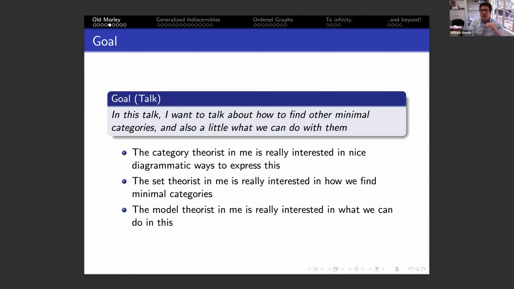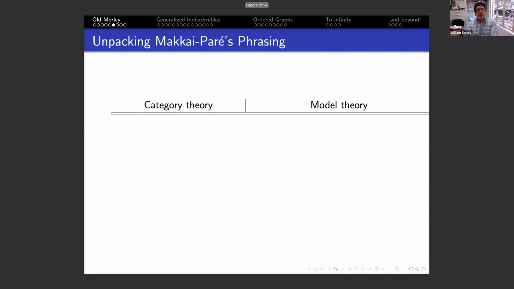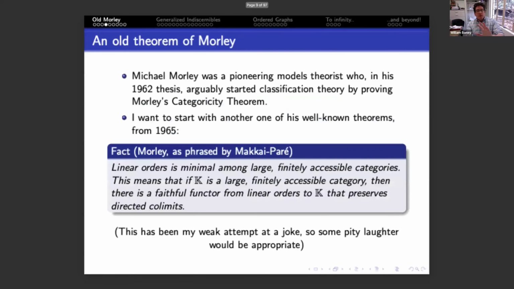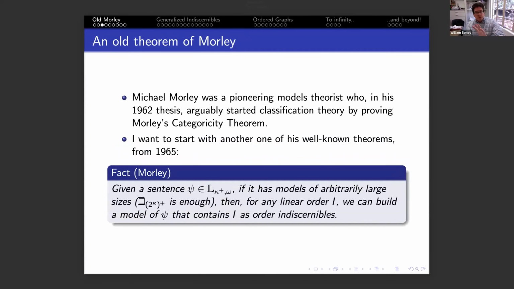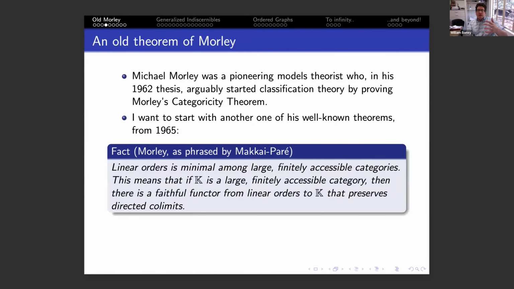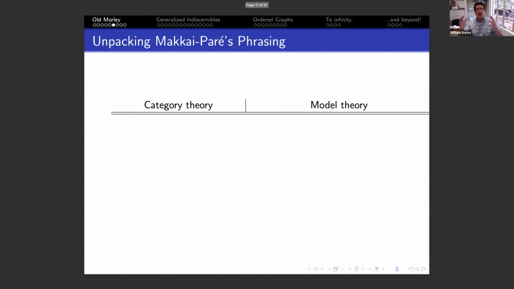So the way we'll start getting into these details is by taking this classical statement of Morley's omitting types theorem, looking at this category theoretic phrasing due to Mackay and Perret, and trying to come up with a dictionary between these two things.